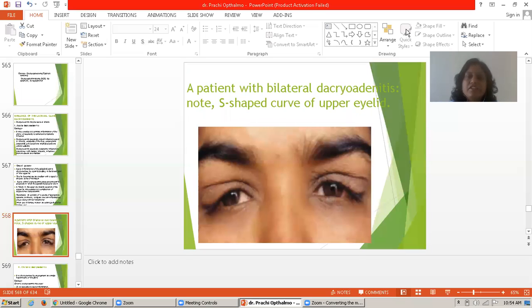So, a patient with bilateral dacryoadenitis; note the S-shaped curve of the upper lid. In that we can see the S-shaped curve of the upper eyelid with bilateral dacryoadenitis. This is a very good diagrammatic presentation of bilateral dacryoadenitis with the S-shaped curve of the upper eyelid.